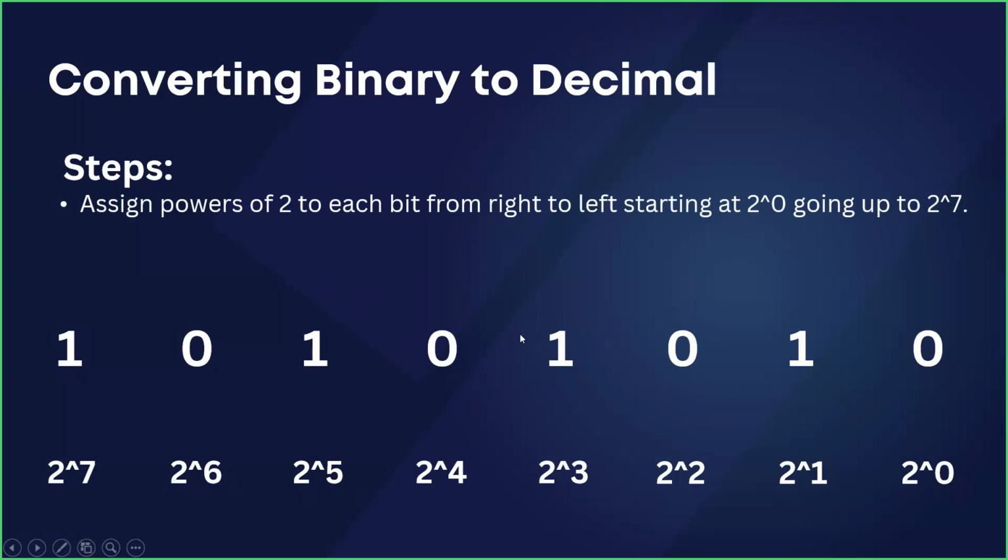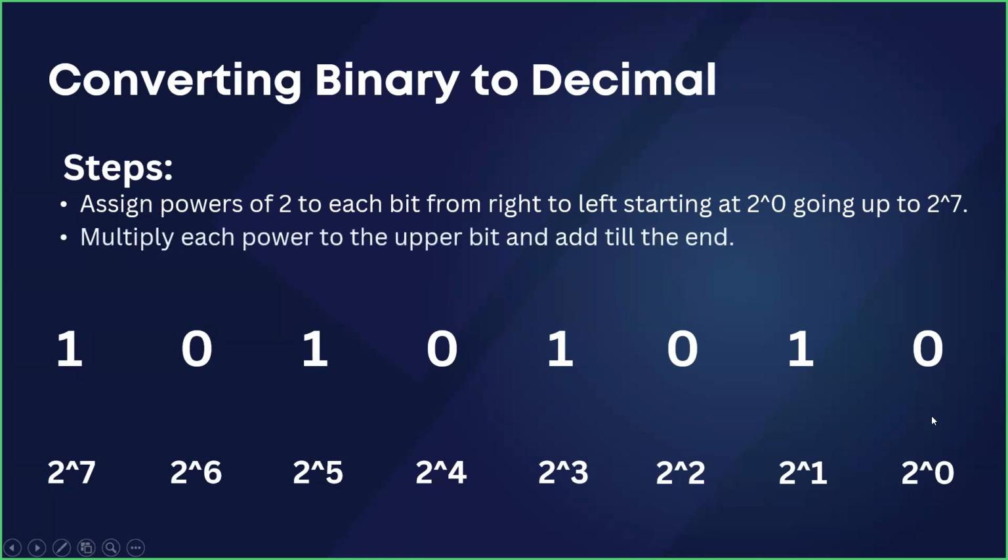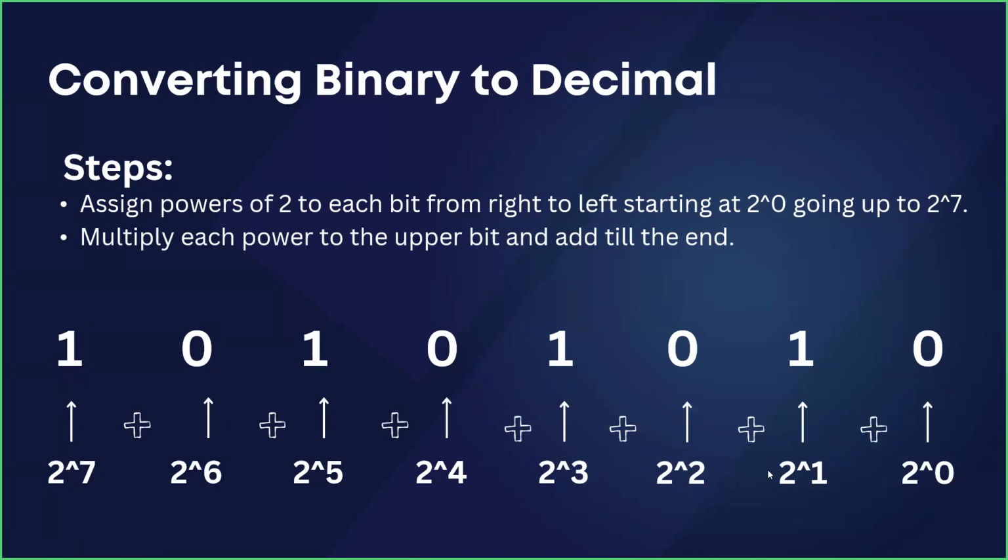So under each bit, you're writing a value of 2 power, starting from 2 power 0, going all the way up to 2 power 7. Once those values are written, you multiply the lower value with the top bit and keep on adding it till the end. So 2 power 0 into 0 plus 2 power 1 into 1 plus 2 power 2 into 0 plus 2 power 3 into 1 plus 2 power 4 into 0 plus 2 power 5 into 1 plus 2 power 6 into 0 plus 2 power 7 into 1. And when you calculate and get the final number, that would be the conversion of binary to decimal.